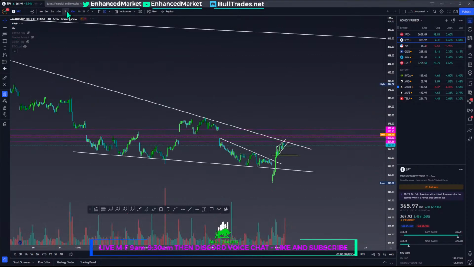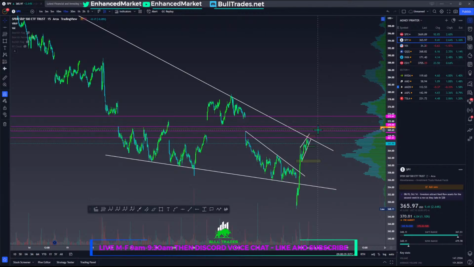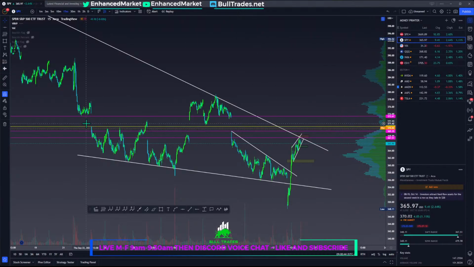Also take note of the previous resistance levels here. This trend line right here, let me change the color. I'll change it to yellow so we can tell. This yellow trend line, previous resistance, acted as a support. If we can't clear 370.6, we might see a failed breakout of this trend line that I mentioned just before, this white trend line here.